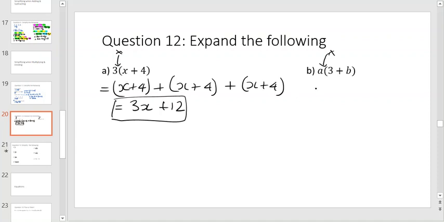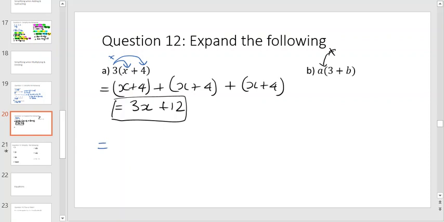But the problem is if I have an example like this, a times 3 plus b, I don't know what a is. a could be 5, a could be 3. So we have to find another way to work this out. And that is using the distributive law, which means all we have to do is a number outside the brackets is multiplied with everything inside the brackets: 3 times x and 3 times 4.